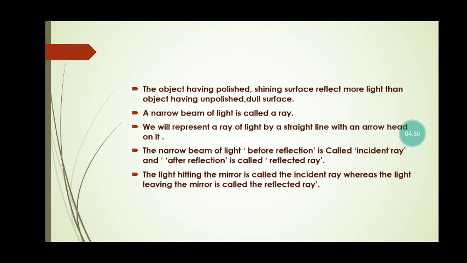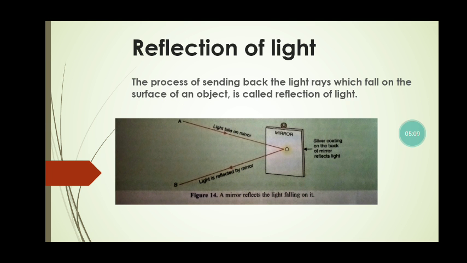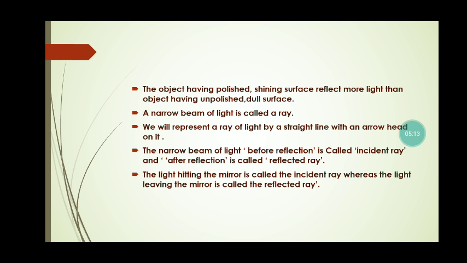A narrow beam of light is called a ray. So a beam that falls on the mirror is called a ray. We represent a ray of light by a straight line with an arrowhead on it. Like I'm showing, AO is an arrow, and OB is also an arrow.